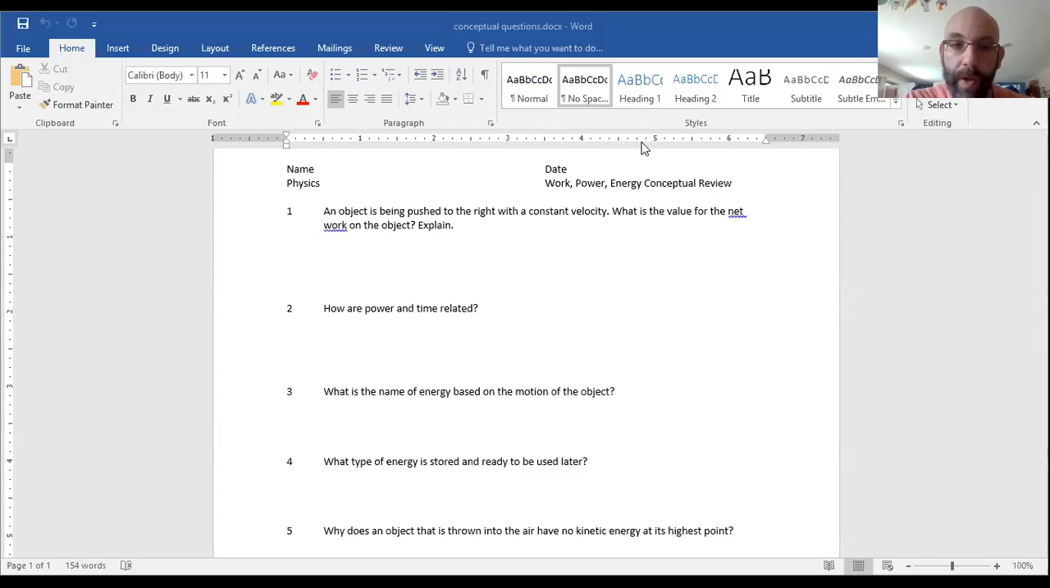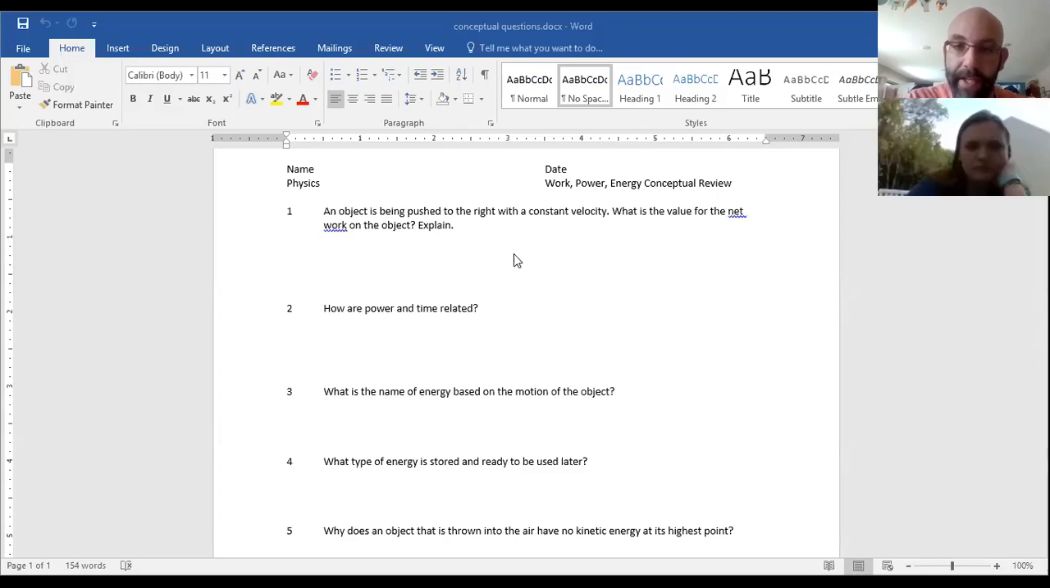Number one, we have an object being pushed to the right with a constant velocity. What is the value for the net work done on the object? The net work on the object is 0. And the reason we know the net work is 0 is because it's pushed with a constant velocity. If the velocity stays constant, it's not accelerating. So there's no net work being done on the object. You're pushing it to the right, you're doing work. There might be friction doing work against it, but the overall value for net work is 0 because the velocity is constant.